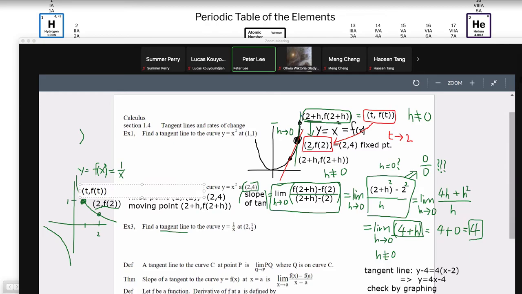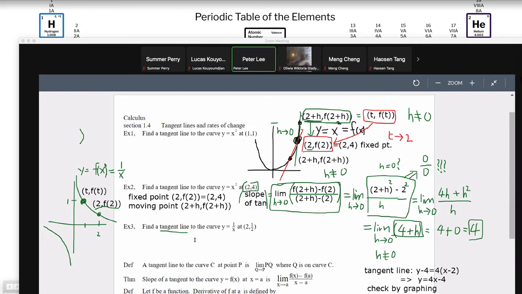You can call it 2 plus h comma f of 2 plus h, or the other way of naming this point is called t comma f of t. And in this problem, the letter t is not in use, so therefore we use the letter t. If the letter t is in use, then don't use t. Then use another letter like w or r, there are so many letters out there. Use letters which are not in common use. Obviously, we don't want to use any letter like x or y, or f. We cannot use the letter f.